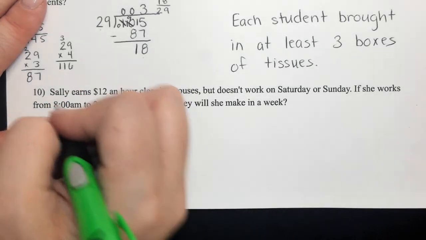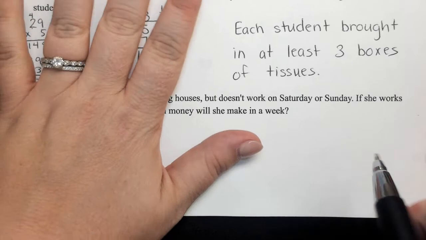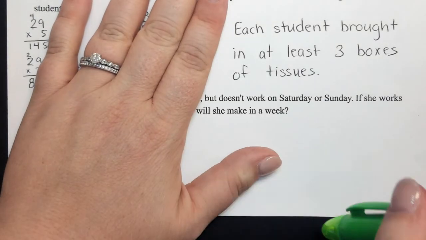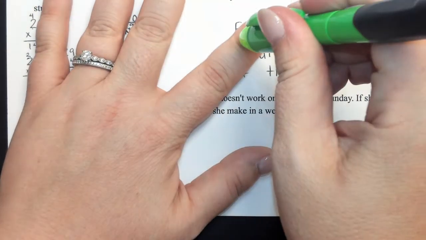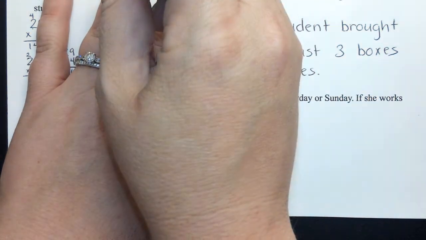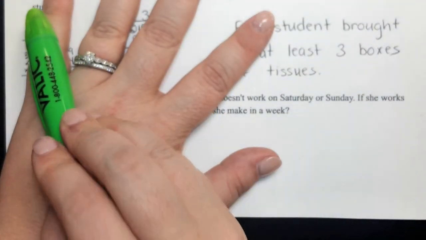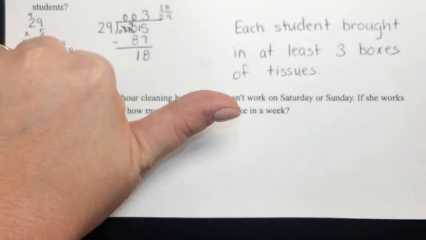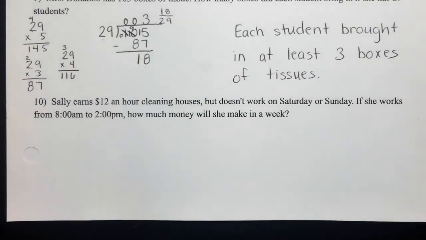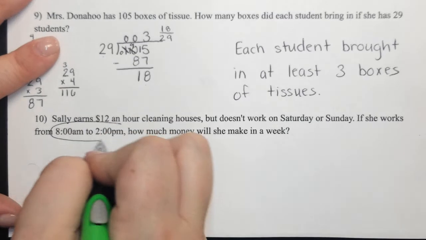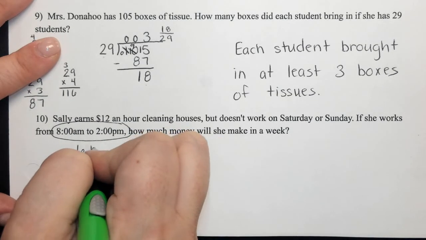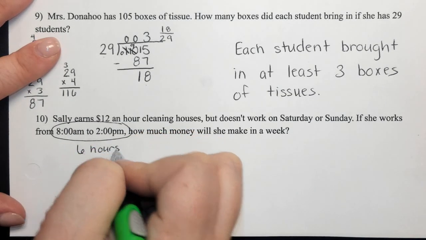All right? So the way that I counted that is I said, okay, 8 o'clock, so I'm going to count 9 o'clock, 10, 11, 12. But then I start all over with 1 and then 2. So that gives me 6 hours. Y'all agree? So from 8 a.m. to 2 p.m. is 6 hours.